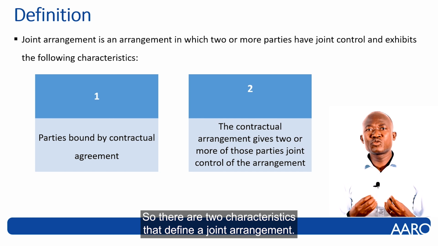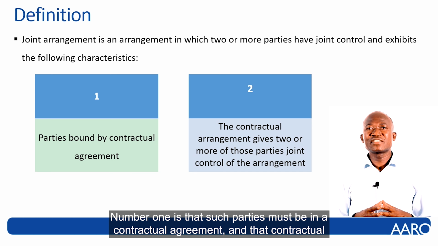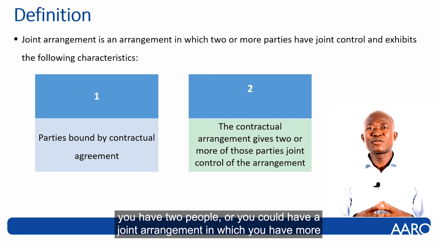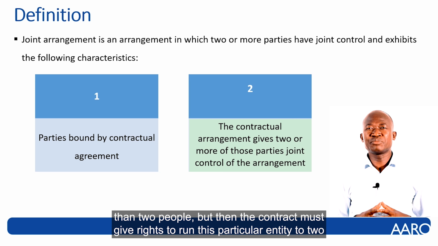So there are two characteristics that define a joint arrangement. Number one is that such parties must be in a contractual agreement, and that contractual agreement may give two or more parties control. Notice that you could have a joint arrangement in which you have two people, or you could have a joint arrangement in which you have more than two people.